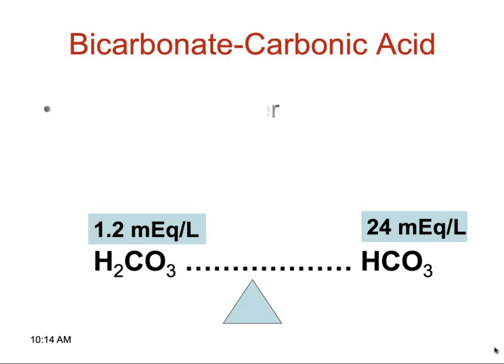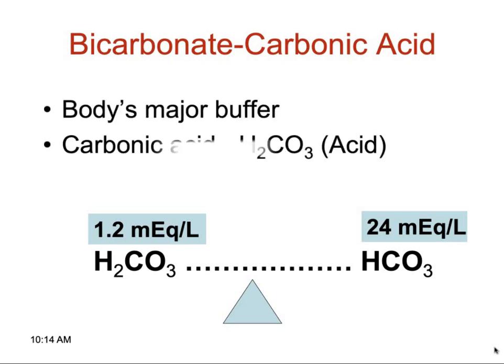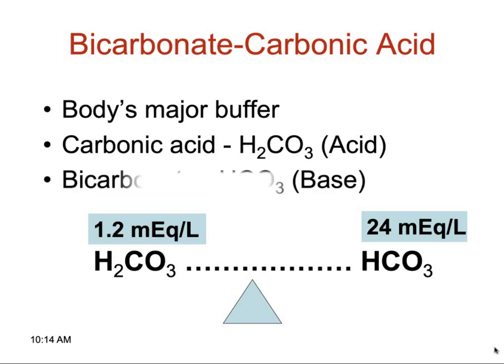So this is the important reaction, bicarbonate to carbonic acid. As we know, this is the body's major buffer. Carbonic acid is H2CO3, bicarbonate is HCO3-. Their normal ratio is 1:20, and their individual ionic concentrations are 1.2 milliequivalent and 24 milliequivalent per liter. This normally happens at pH 7.4.